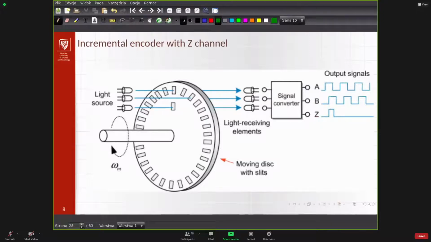The Z channel, as you could see, is like an additional input that appears less often, usually once per turn. So you can count also the turns, and you can also use this channel for resetting the count when it's needed. So it's kind of the 0 position for the encoder. And yeah, when you go to the laboratory and want to see it, that's exactly the solution that is used in FANUC in the yellow robots.